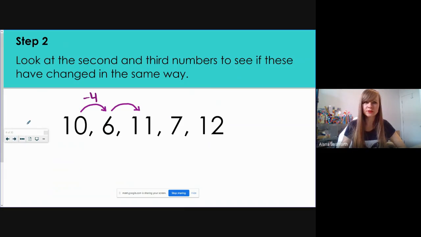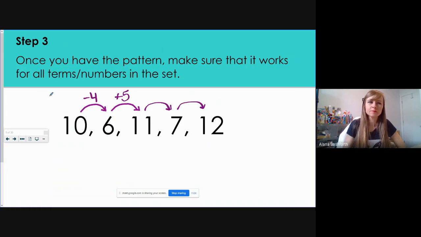Step 2 is look at the second and third numbers to see if these have changed in the same way. So now we look at 6 to 11. We know that's going to be increasing, so it hasn't changed in the same way. Put a plus sign because we know it's increasing. You can count on your fingers or just do it in your head. 6, 7, 8, 9, 10, 11, for those of you who like to see visually. That was 5 fingers, so it increases by 5.